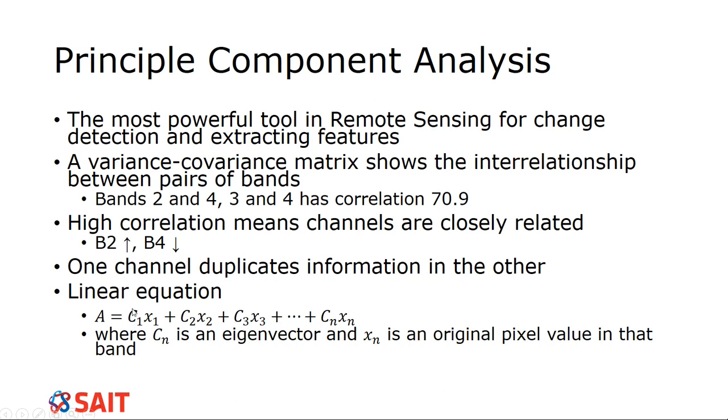So we have our coefficients, and then we have our pixel values. And A would be the first band of the PCA. So we have something called eigenvectors and eigenvalues.